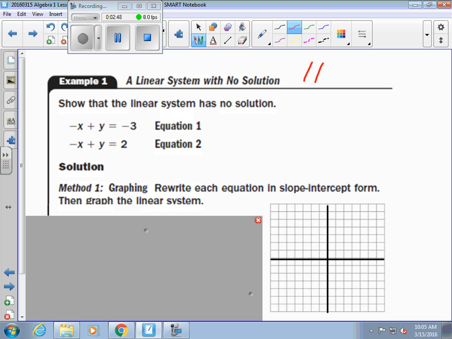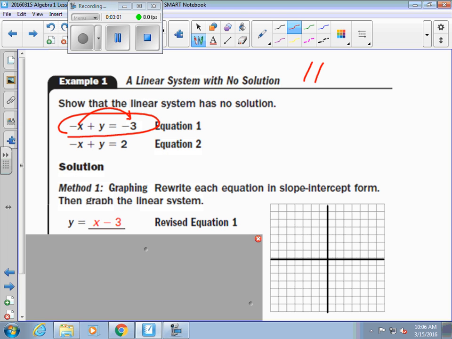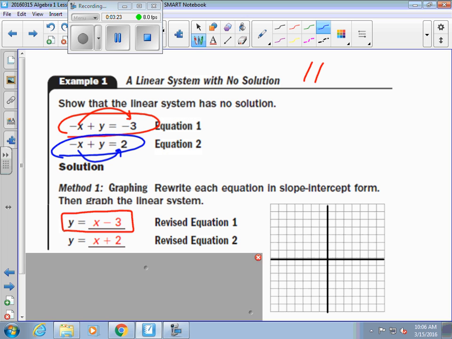Looking at this first equation, negative x plus y equals negative 3, just like the bell work, what do we need to bring over from the left side to the right side? Negative x. If it goes from the left side to the right side, it's going to become positive. So you get y equals x minus 3. For the other equation, negative x plus y is equal to 2, again, what are we going to bring over from the left to the right? Negative x. When it's negative on the left, when it goes to the right, it becomes positive again. So that equation is going to say y equals x plus 2.